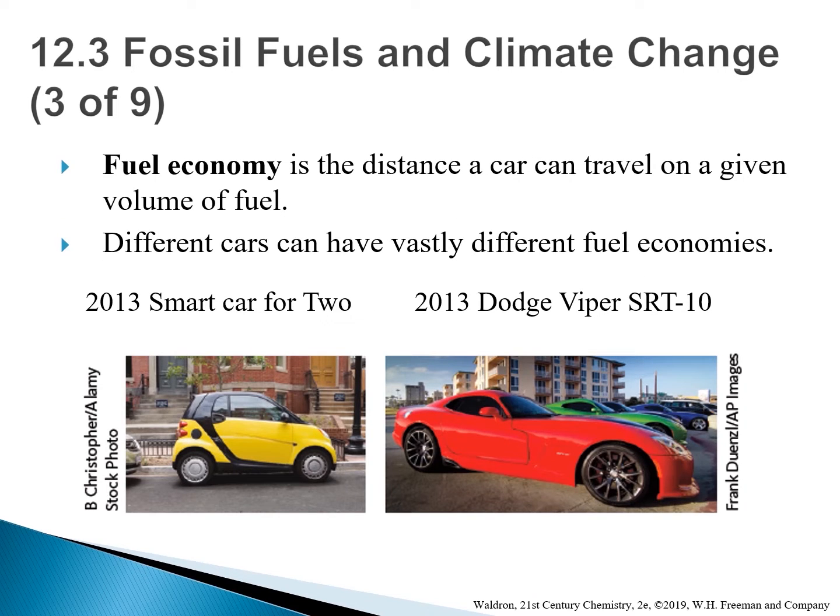Fuel economy is the distance cars can travel on a given volume of fuel. In the United States, we typically express fuel economy in units of miles per gallon, or mpg. Different cars can have very different fuel economies. For instance, the 2013 Smart Fortwo has a fuel economy of 34 miles per gallon, and the 2013 Dodge Viper SRT10's fuel economy is only 12 miles per gallon.